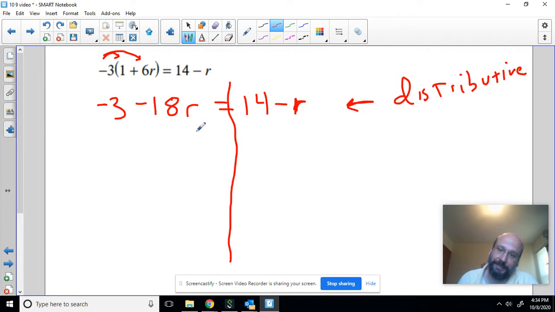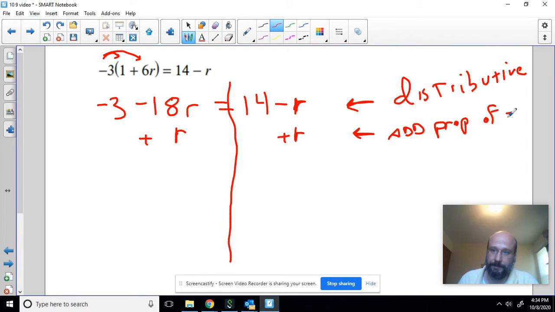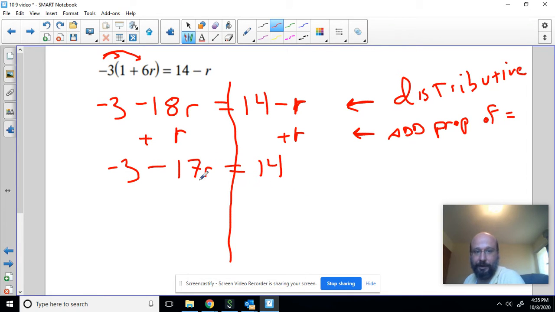So now I'm going to draw my line. I'm going to get my r's together. So I'm going to move this negative r over to the other side with positive r. And this is the addition property of equality. So that gives me -18 plus r, or 1r, it would be -17r equals 14.